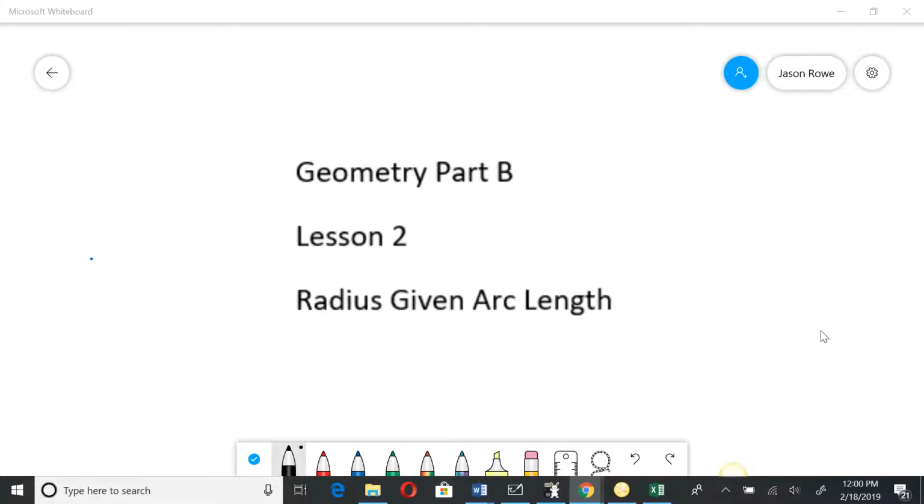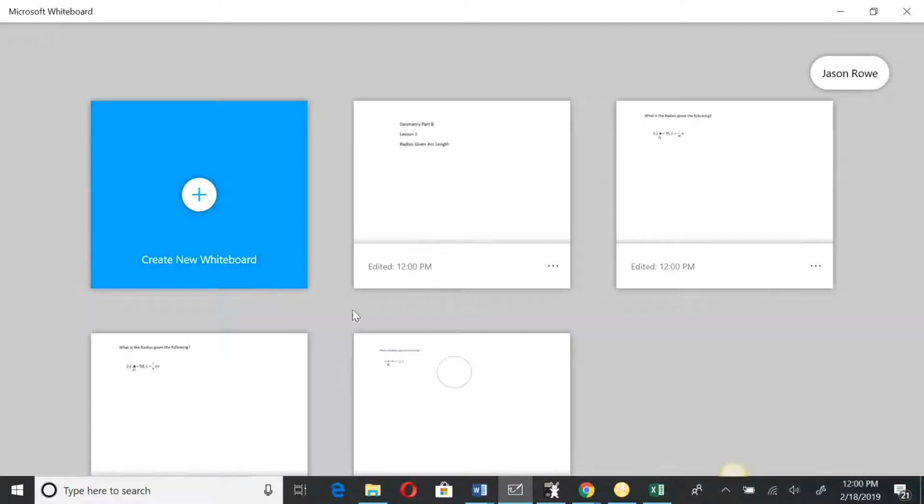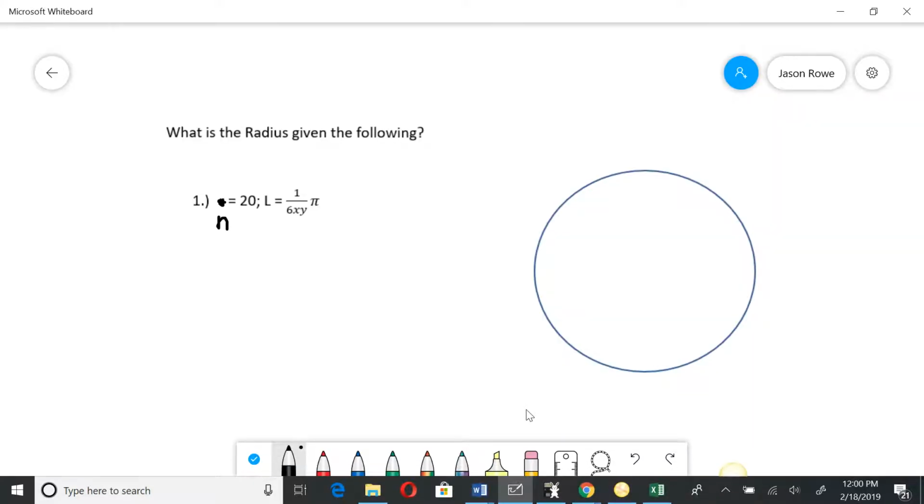This is Mr. Rowe. We're taking a look at Geometry Part B. This is Lesson 2. We're going to try to find the radius if we know the arc length and the central angle. So let's take a look at some examples here. So here's our first example.